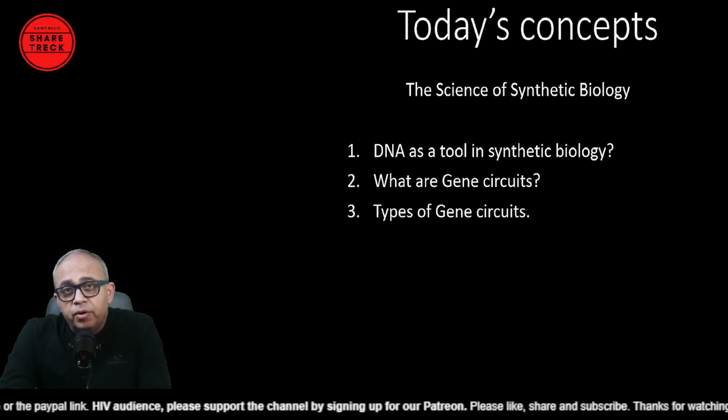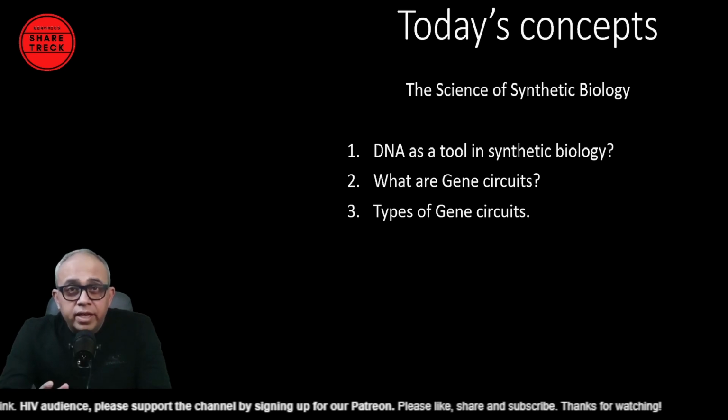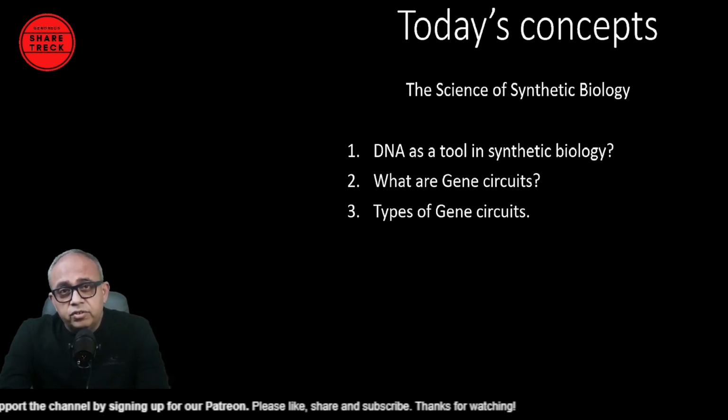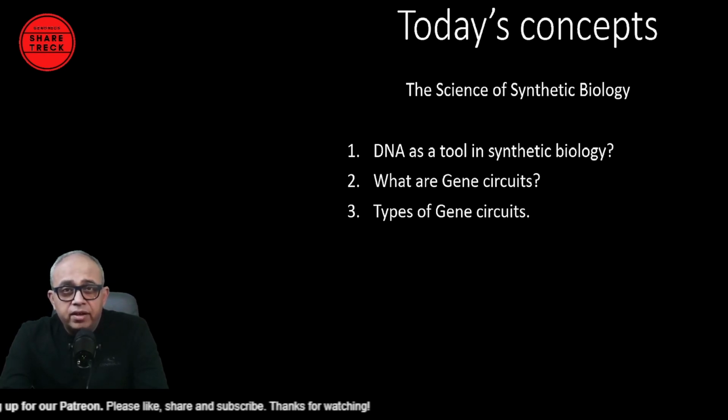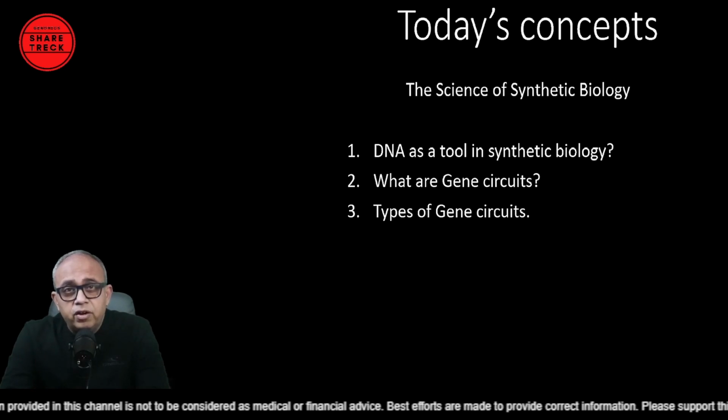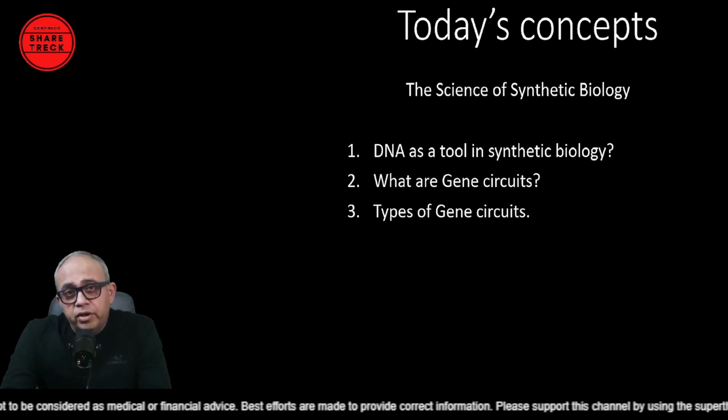The LAC operon contains 3 genes that encode proteins involved in the metabolism of lactose. When lactose is present in the environment, it binds to a regulatory protein called the lac repressor, which then releases its grip on the operator region of the operon. This allows RNA polymerase to transcribe the genes and produce the proteins needed to metabolize lactose.